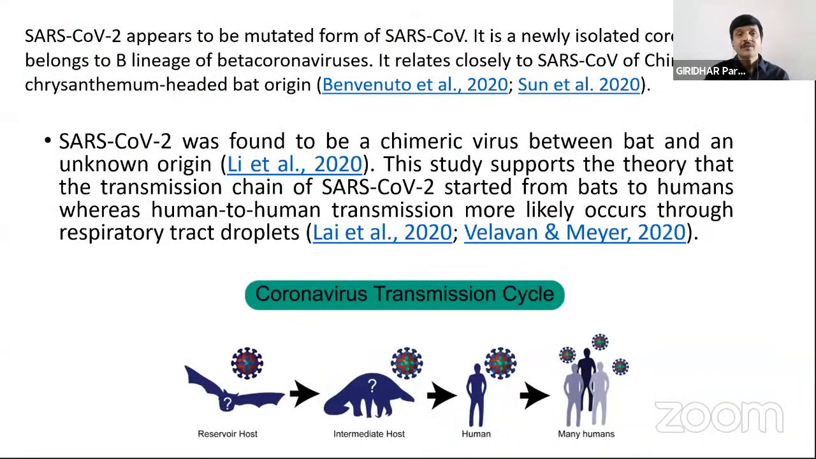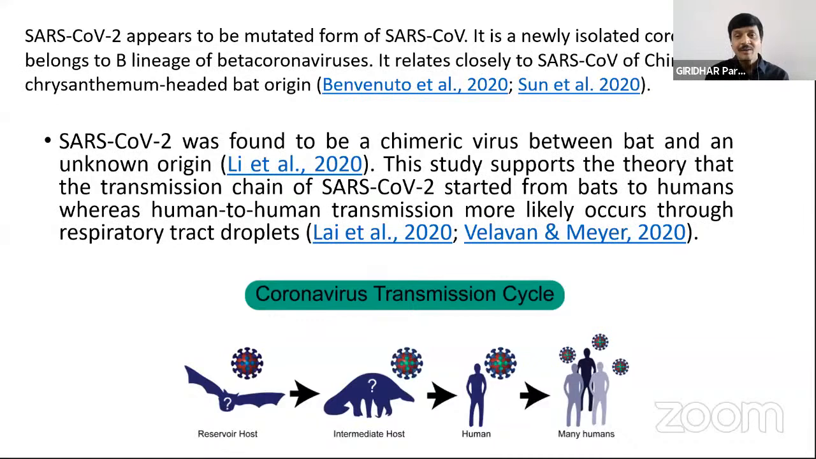Actually, this is a mutated form. The one we are facing now, SARS-CoV-2, is a mutated form of SARS-CoV-1, which is not so dangerous. But because of mutations that occurred at particular positions in its genome, this becomes highly spreading in nature. That is the difference between the earlier one and this one: the spike protein.